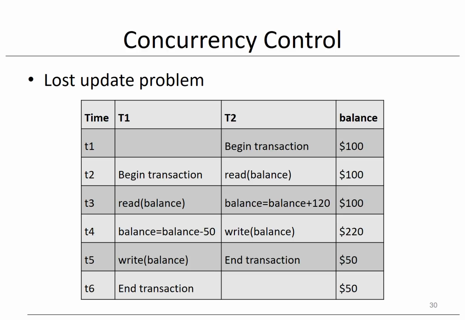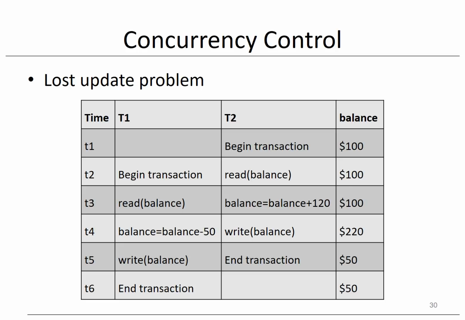At T4, transaction 1 calculates the balance as 100 minus 50 equals 50, whereas transaction 2 saves the balance, which now becomes 220. Transaction 1 then saves the balance as 50 at T5. It overwrites the value 220 to 50, after which both transactions are ended.